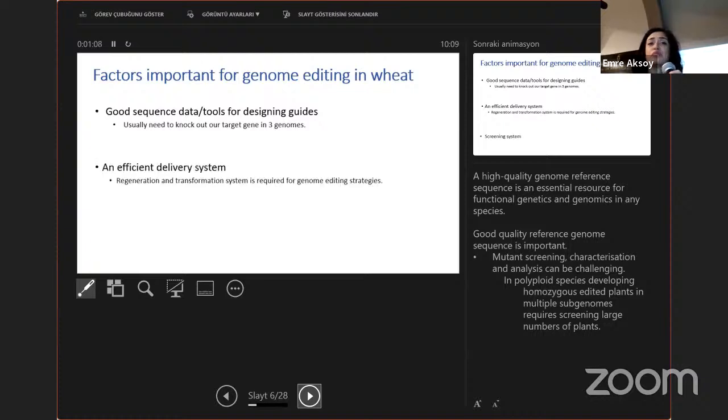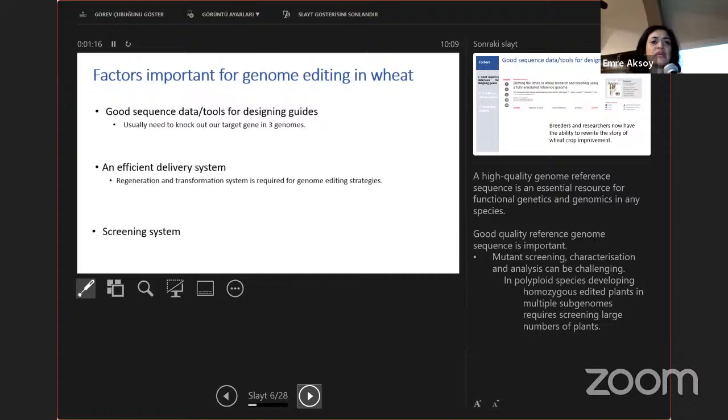The second important factor is an efficient delivery system. It can be biolistic or Agrobacterium; we use the Agrobacterium transformation protocol. Screening is also an important factor, especially with polyploid wheat, which is more challenging, and you need to produce a lot of plants to screen.